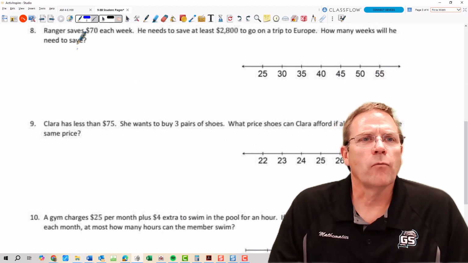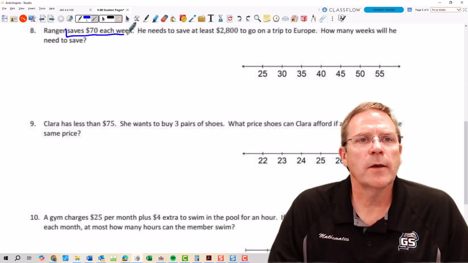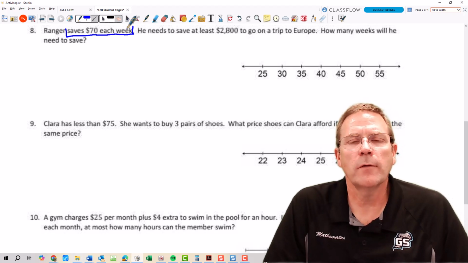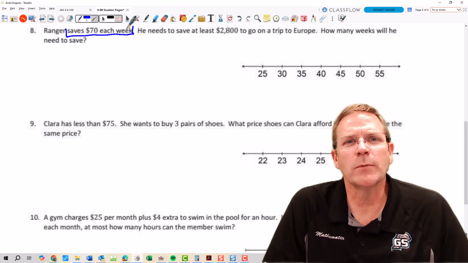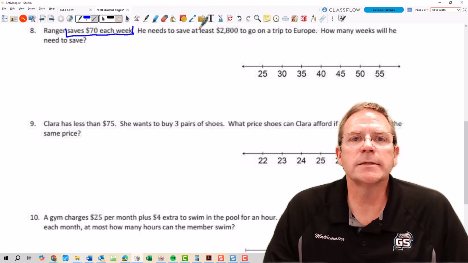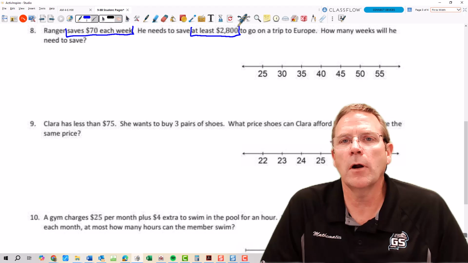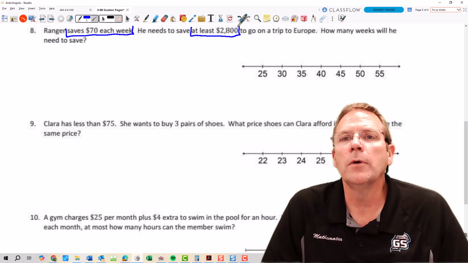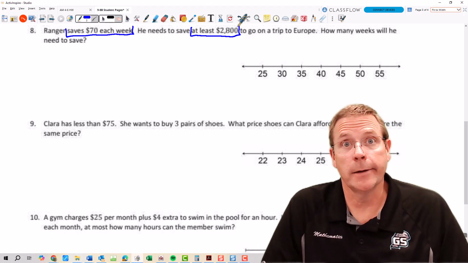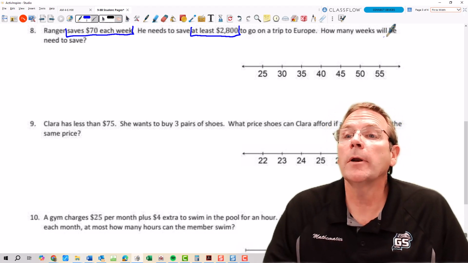For number 8, Ranger saves $70 each week. So $70 times some number of weeks is what we're going to have. He needs to save at least, which means greater than or equal to, $2,800 to go on a trip to Europe. How many weeks must he save?